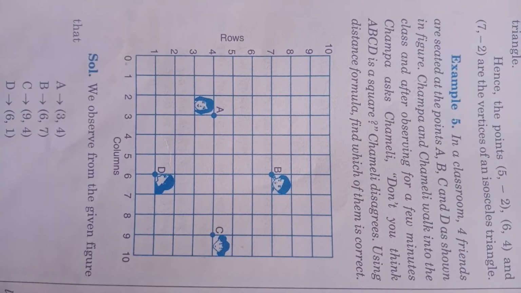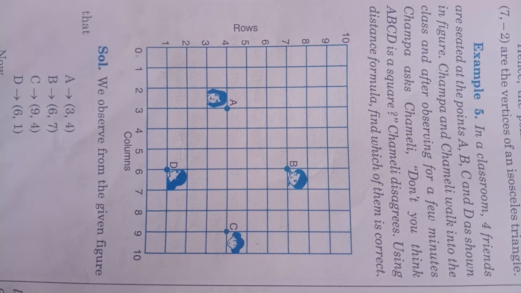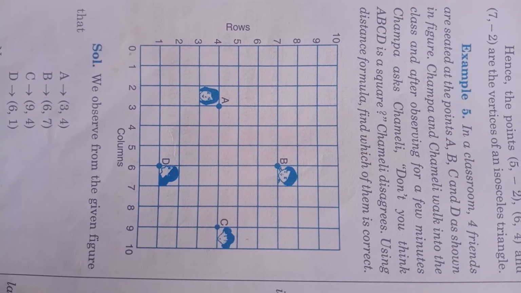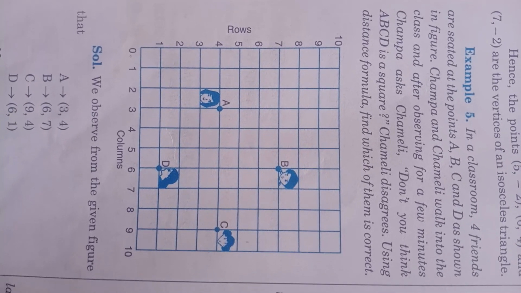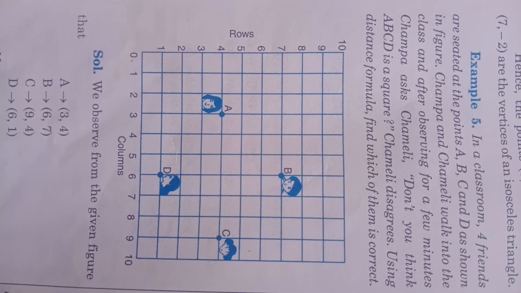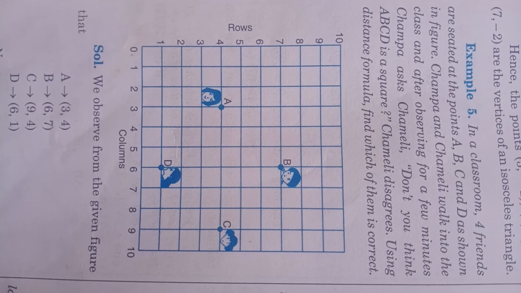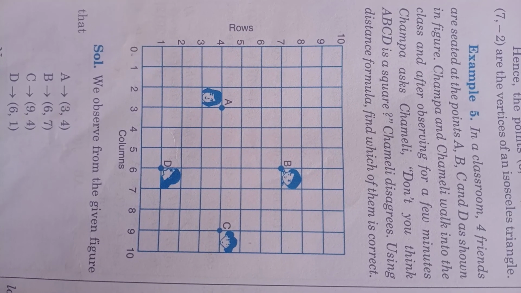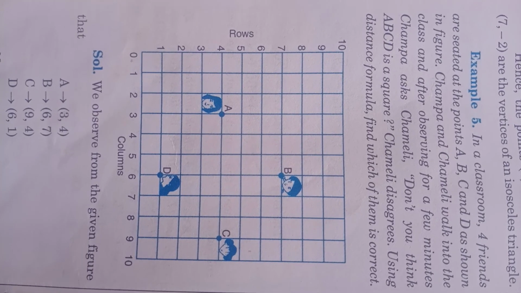Please try this one. Just apply the distance formula for AB and check BC, check CD and DA. If all sides are equal, then it is a square. Again, one more property is there: diagonals are equal in a square. Please try this problem.